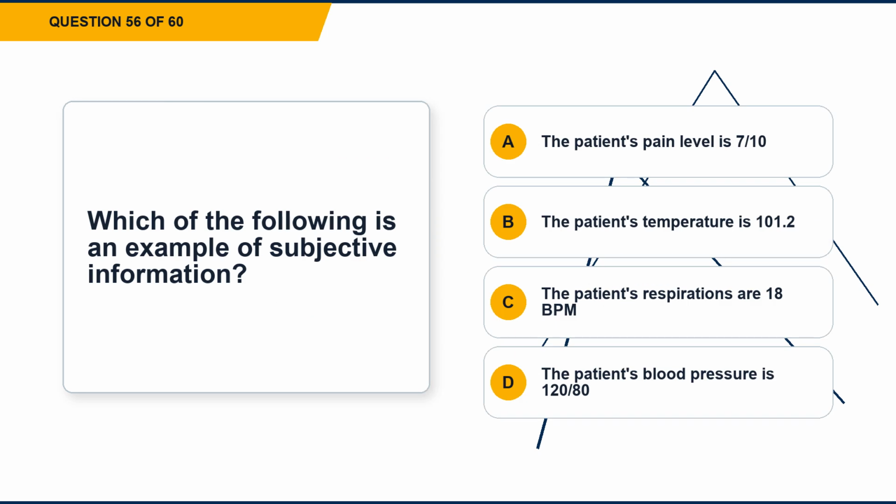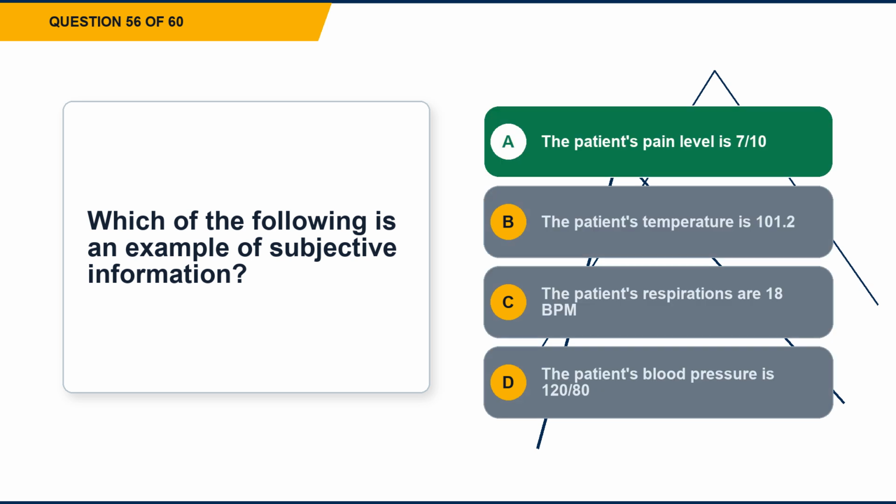Question 56. Which of the following is an example of subjective information? Option A, the patient's pain level is 7/10. Option B, the patient's temperature is 101.2. Option C, the patient's respirations are 18 breaths per minute. Option D, the patient's blood pressure is 120/80.